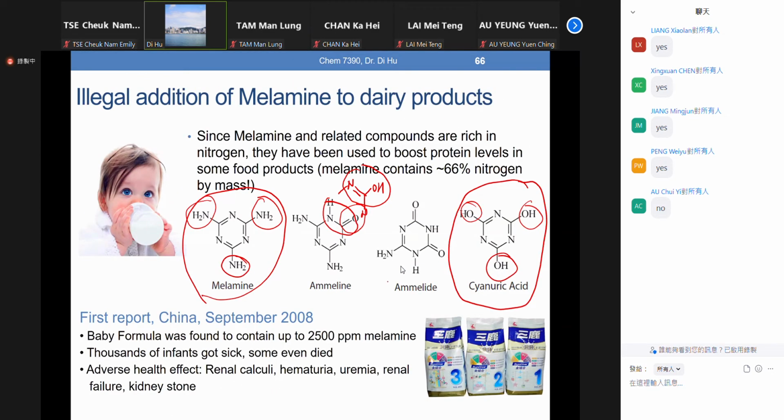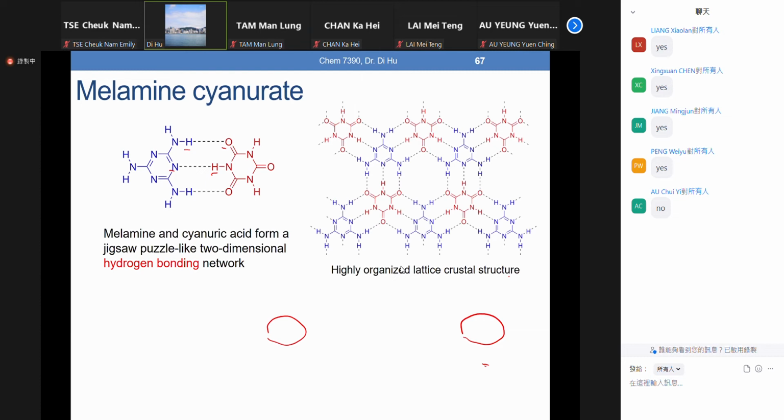So there are four, actually three side products of melamine. So altogether we have 4 compounds. But for these two, the ammeline and ammelide, they show extremely low solubility in traditional extraction solvents. They have very low solubility in ACN or just water. And also the melamine and cyanuric acid form this hydrogen bonding crystal, right? This crystal is also pretty hard to dissolve.